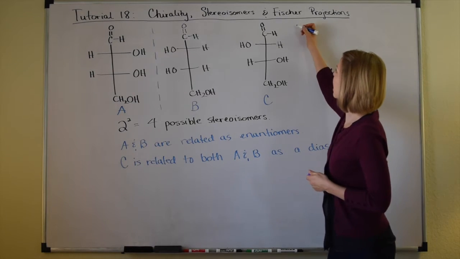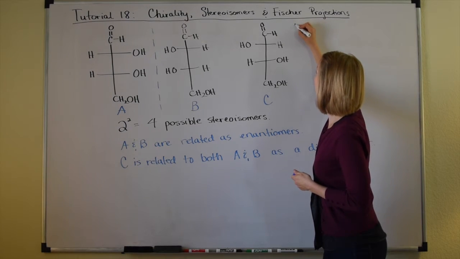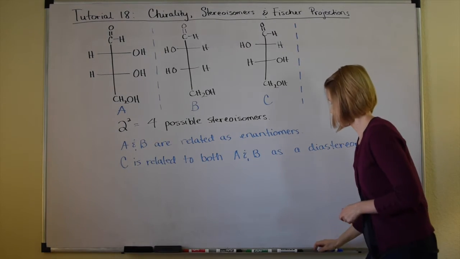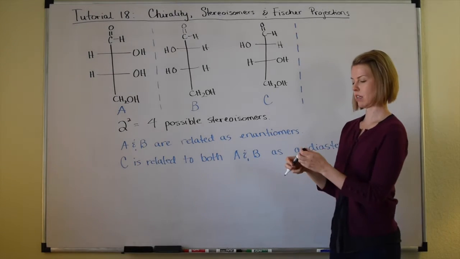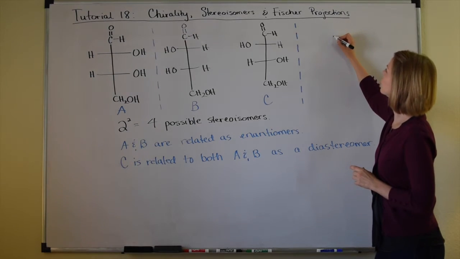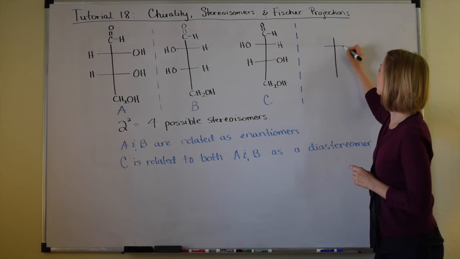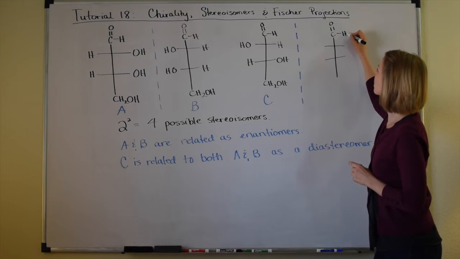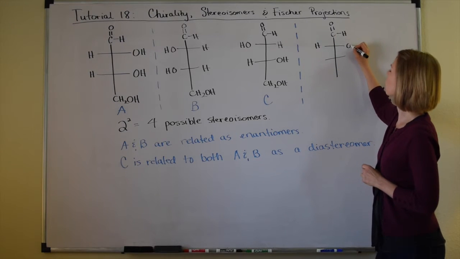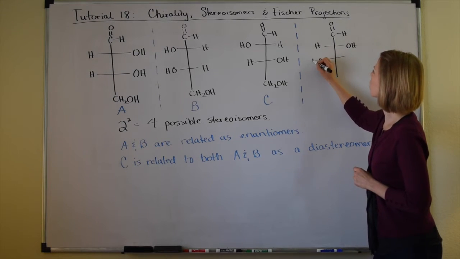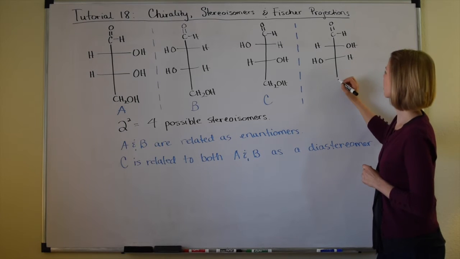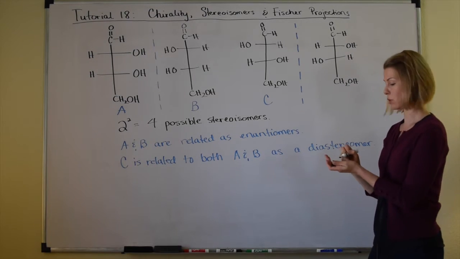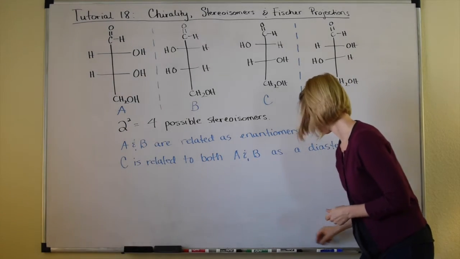So let's go ahead and indicate our mirror here. Okay. And draw the reflection. So we've got our aldehyde, H and OH, OH and H, and the CH2OH. And let's label this one D.